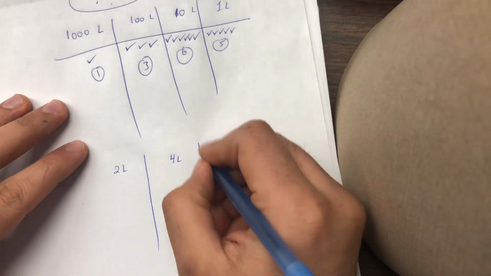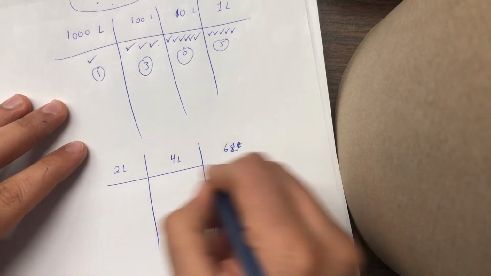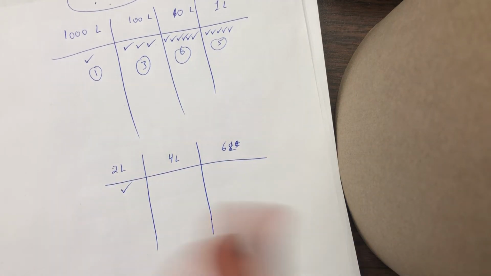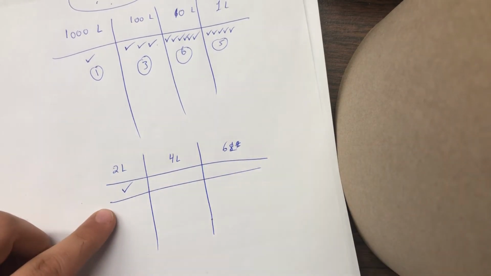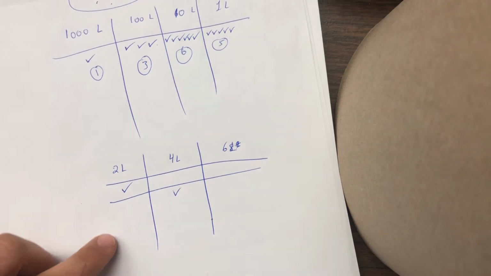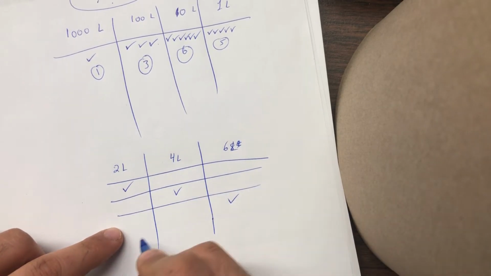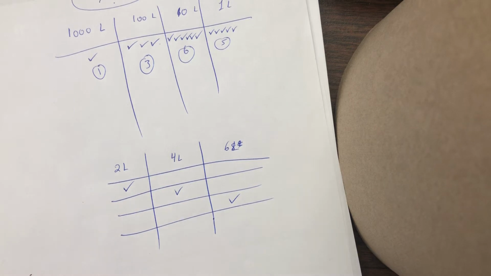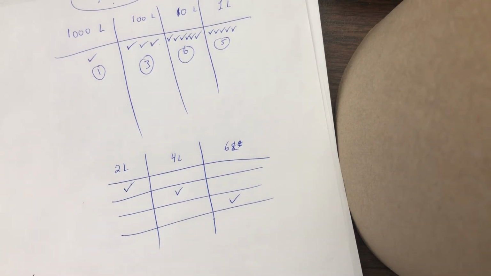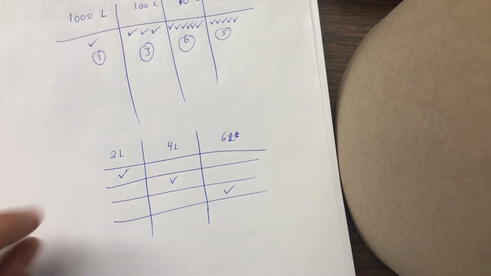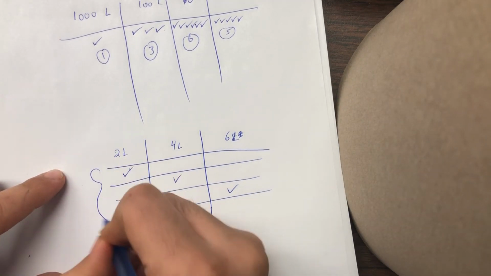So if I'm using one of these, I could go with 2 liters, that's 1. I could just go with 4 liters, that's 1. I could go with 6 liters, that's 1. So if I tell you just pick one jug and tell me how much you will get, I have 3 options. I could go with 2 liters, 4 liters, or 6 liters.